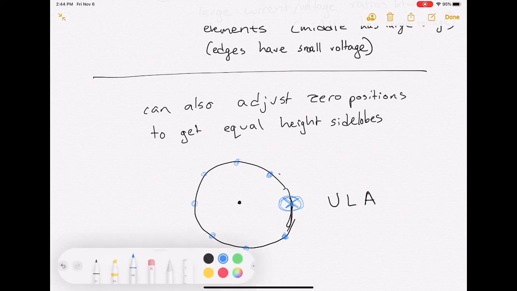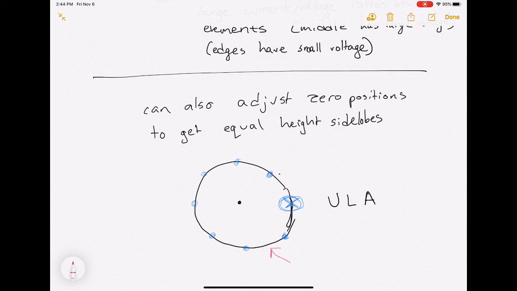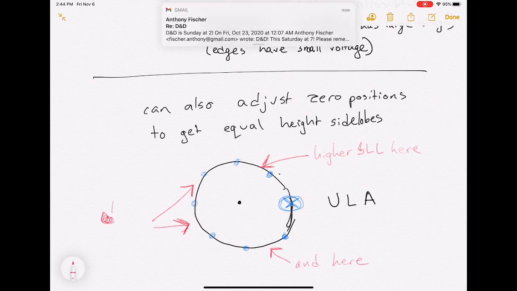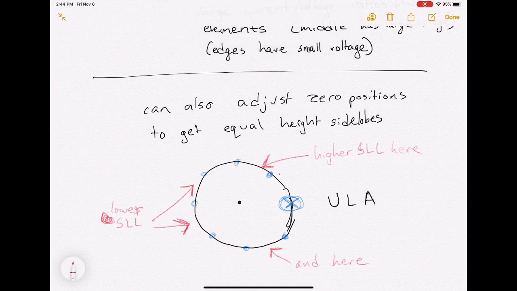The side lobes in between the zeros that are closer to the main beam have a higher side lobe value. And side lobes in between zeros that are further away from the main beam have a lower side lobe level there.